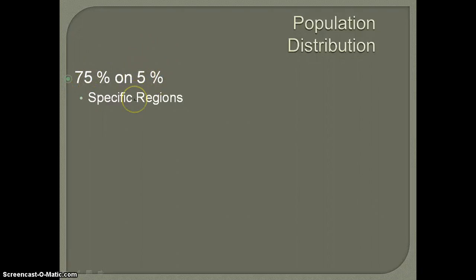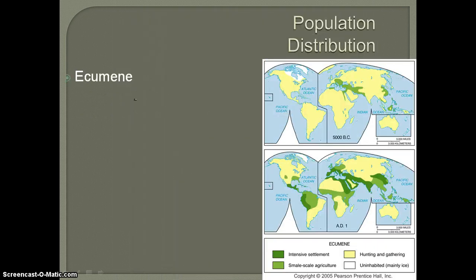And again, those people tend to congregate in specific regions around the world, which we've already discussed, and we talked about how typically people tend to look for a hospitable environment. Now, when we talk about places that are a hospitable environment, one word we can use to describe that is what's called the ecumene. Now, the ecumene is defined as an area that holds a permanent human settlement. Okay, so we can see our map over here to the right.